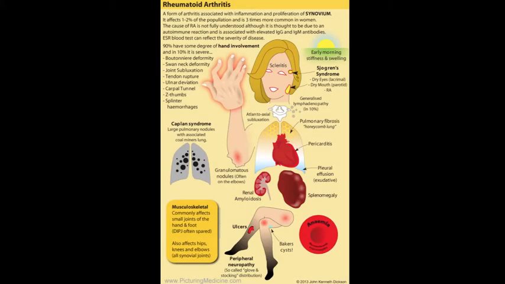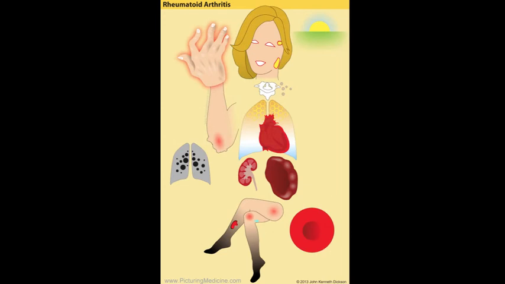This drawing summarizes the pattern of disease that we recognize with the condition rheumatoid arthritis. And I'm going to talk through it now. So I'm going to remove the labels and just look at the image and try and absorb the information that the image attempts to portray.